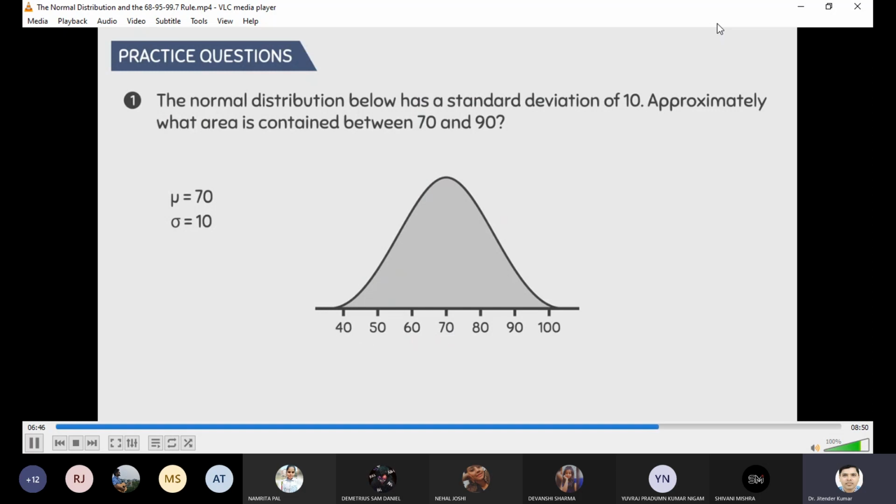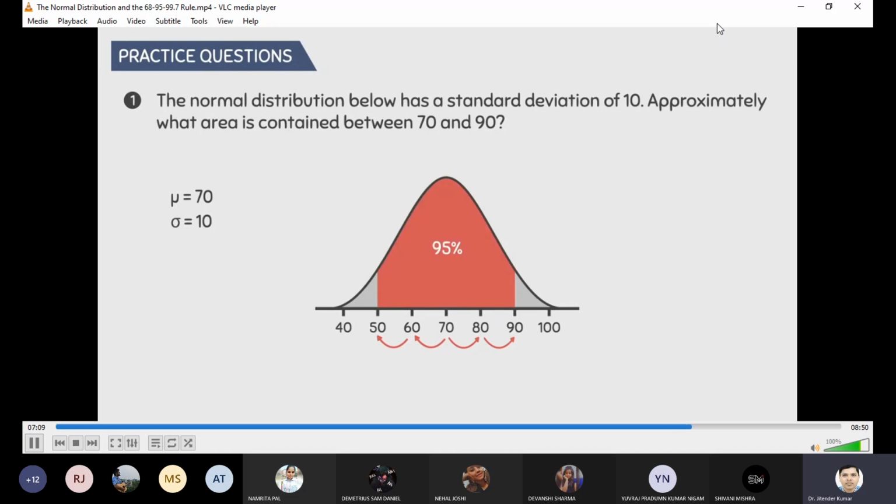According to the 68-95-99.7 rule, we know that there is an area of 95% contained within two standard deviations of the mean. Two standard deviations to the right gets us to 90, and two standard deviations to the left gets us to 50. According to the 68-95-99.7 rule, this means that there's an area of 95% contained within this interval.